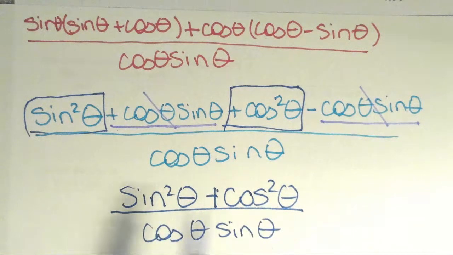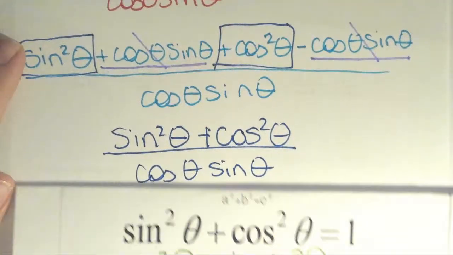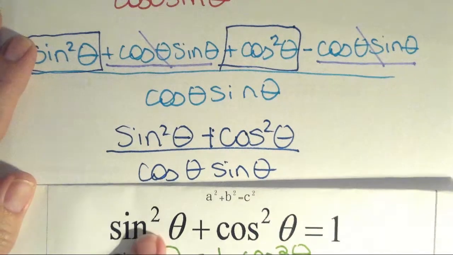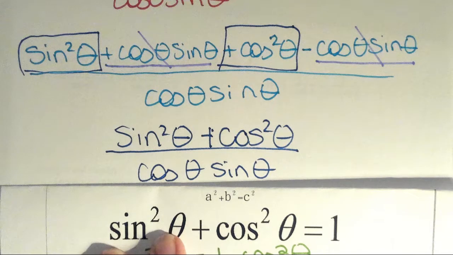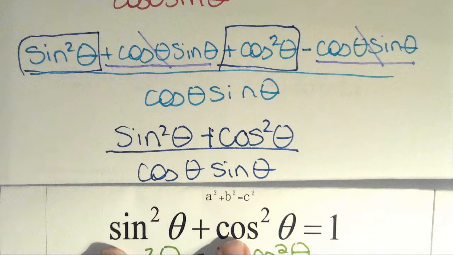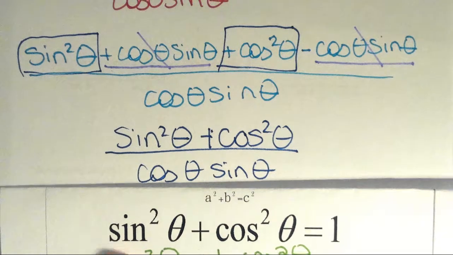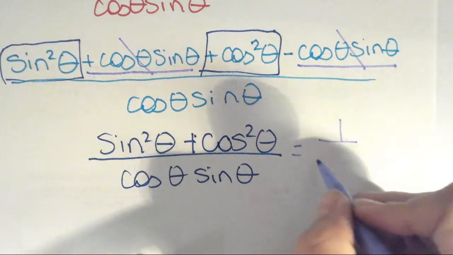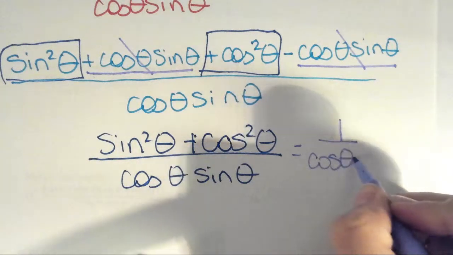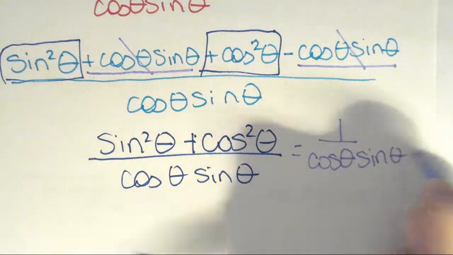I'm hoping when you see sine squared plus cosine squared, again, you're thinking, oh, Phineas and Ferb again. 104 days of summer vacation. What can I go replace sine squared plus cosine squared with? What does sine squared plus cosine squared equal? I can replace both of these words with the number 1. So I'm going to go rewrite this as 1 over cosine theta sine theta.